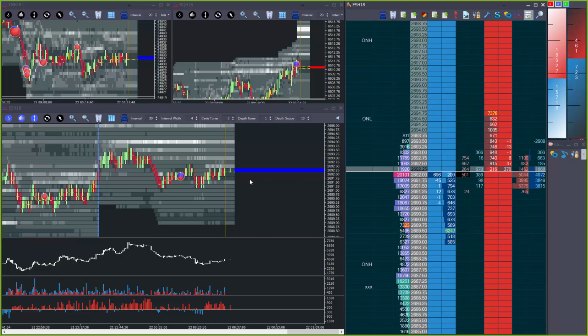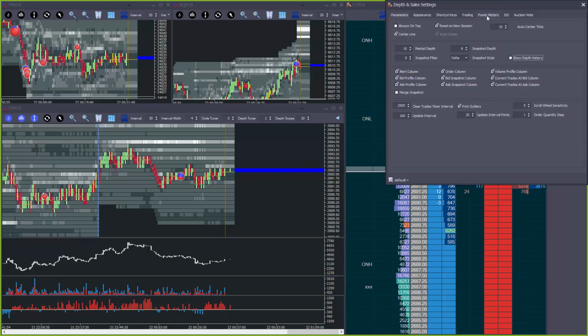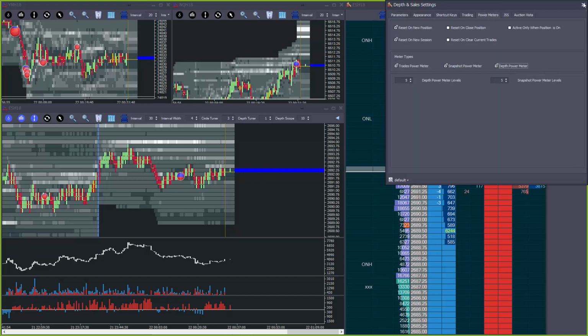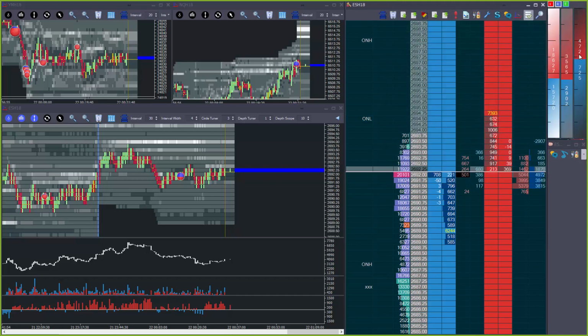So we can see the total. That's not really that great a way to see it. The other way you can see it is with the meters, if I can find it, a depth power meter. The depth power meter here gives you the total depth. You can actually set the number of levels because on a lot of markets, it's only the depth that's kind of close in that really matters. So I think this is looking at the first 5 levels. You can see the first 5 levels here, 765 by 500.